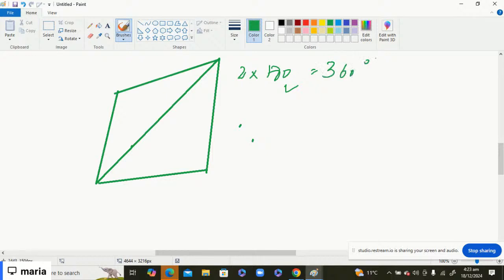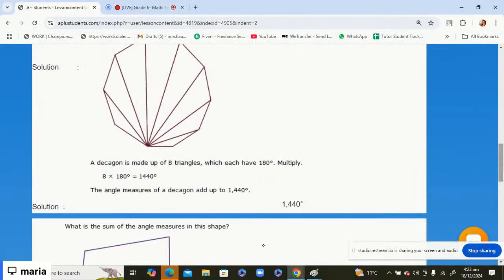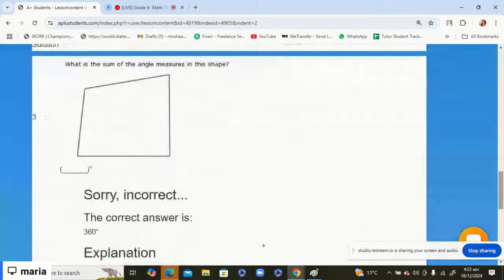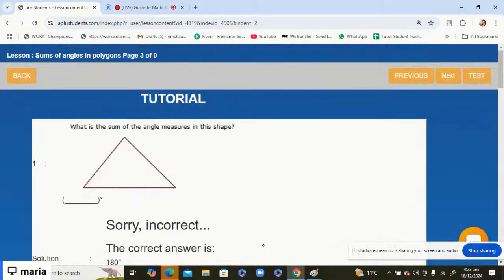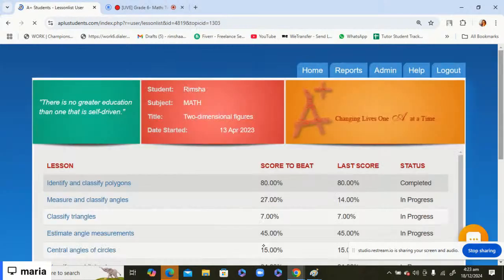And in this way you are going to get your answer, 360 degrees. But if only one triangle is given like this, then this equals 180 degrees. Okay, you are not converting it into any other numbers. This is the way that you are going to check in all these questions. So make sure to practice this question and then go to the test. All right, so let's discuss the next lesson.